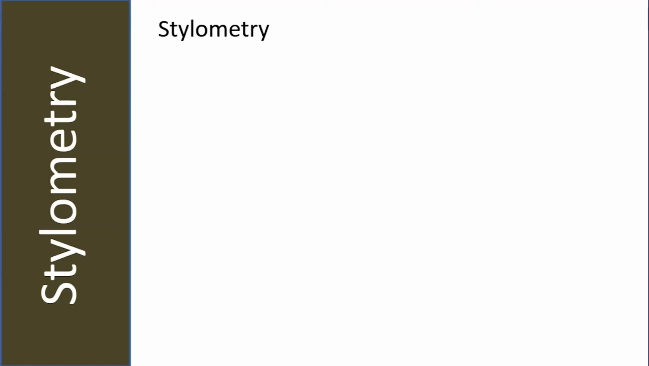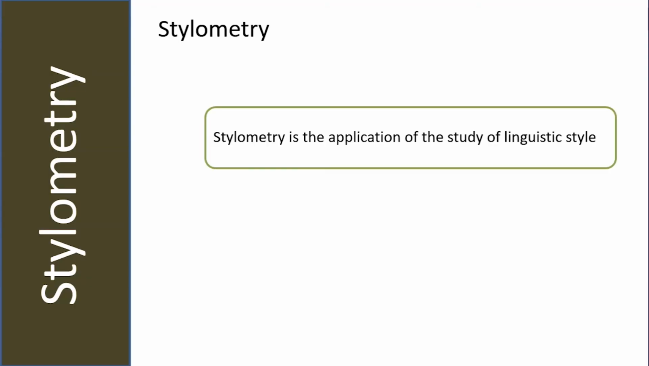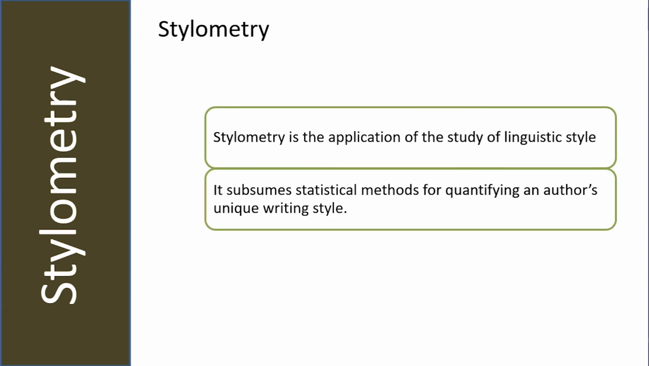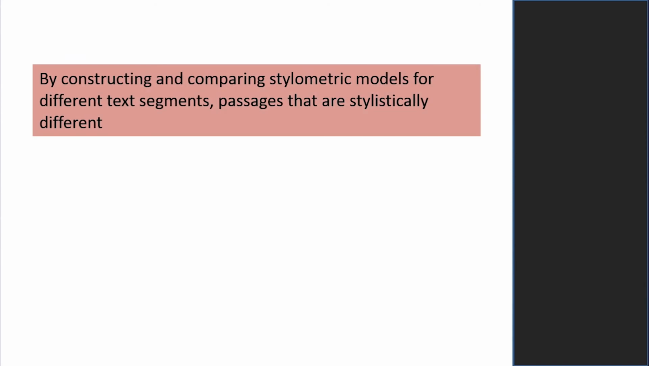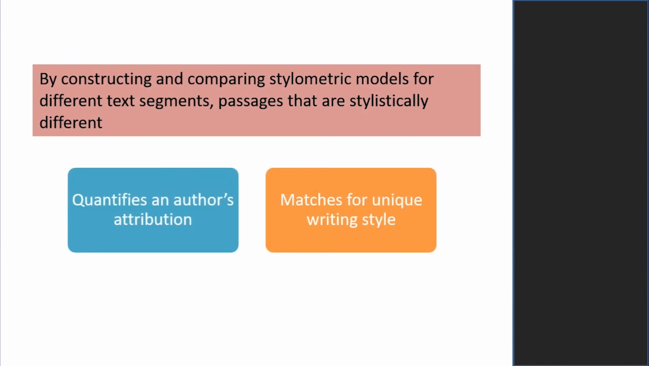Now next is stylometry. Stylometry is the application of the study of linguistic style, usually to written language. It subsumes statistical methods for quantifying an author's unique writing style. So how is plagiarism detected? By constructing and comparing the stylometric model for different text segments, passages that are stylistically different. So it quantifies an author's attribution and matches for unique writing style.